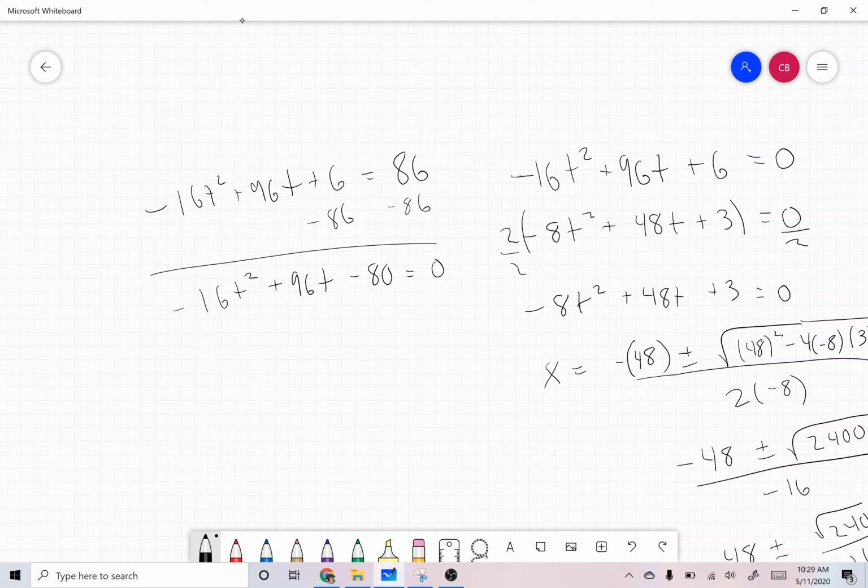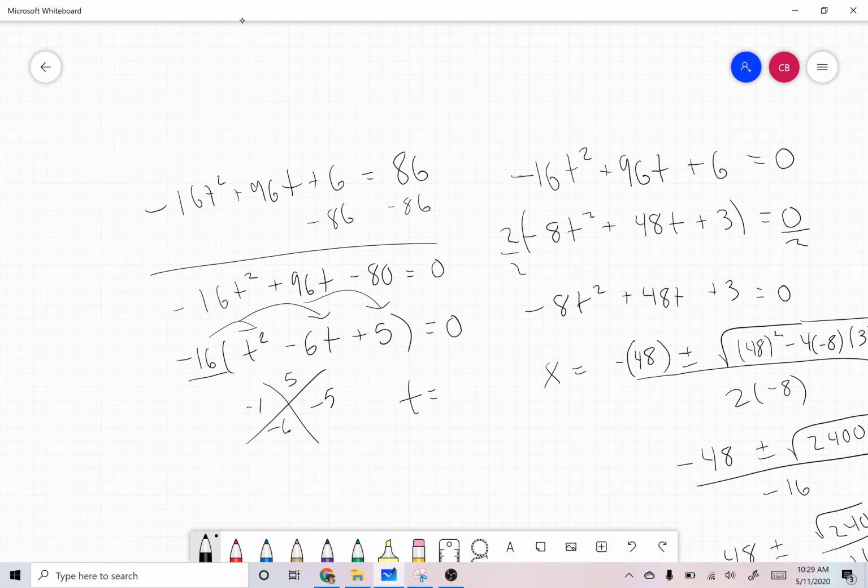I think 4 goes into all of these. Actually, does 16? 16 goes into all of these. Let's check. 96 divided by 16, yeah. 80 divided by 16. Let's factor out negative 16. Negative 16 leaves us with t squared minus 6t plus 5 equals 0. Just FOIL this back if you don't see it. It should equal the top one. If we do the factoring on that, this is 5 over negative 6, so we want negative 1, negative 5.